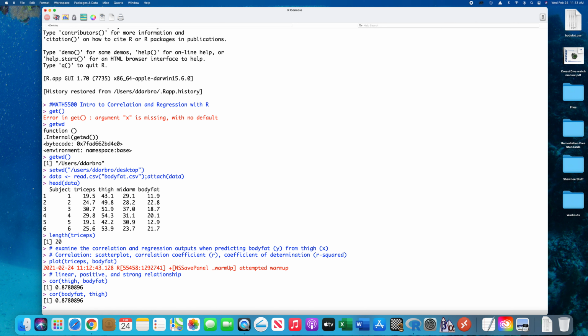It doesn't matter with correlation. Once we get into the regression model, if I reverse the X and the Y, then I have major issues. So the correlation coefficient, 0.88, indicates a strong relationship. Since it's positive, it indicates a positive strong relationship. So just supporting what we determined by eyeballing the scatter plot. The R squared we can get fairly quickly.